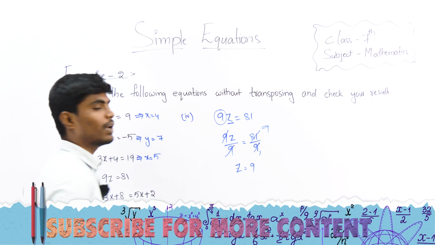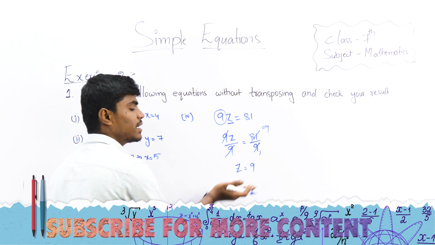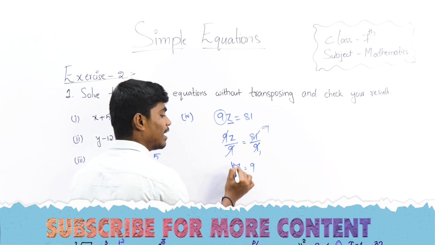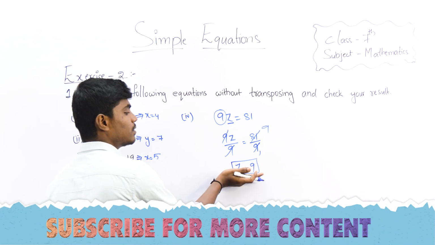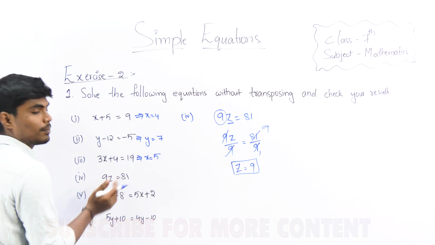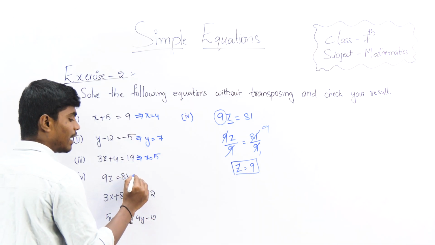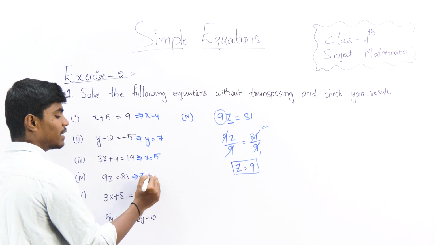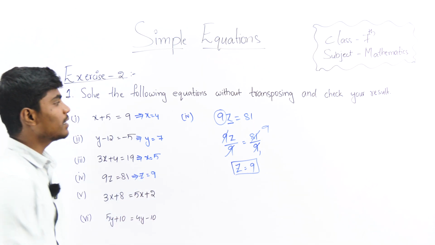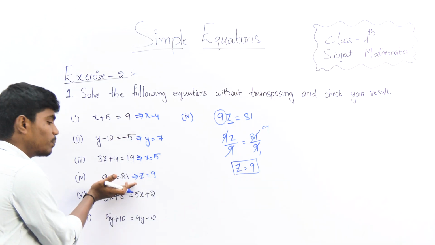Here we got the z value. What is the value of z? 9. So the value of z is 9. This is the solution for the fourth problem. Here what we have got is the value of z equal to 9.